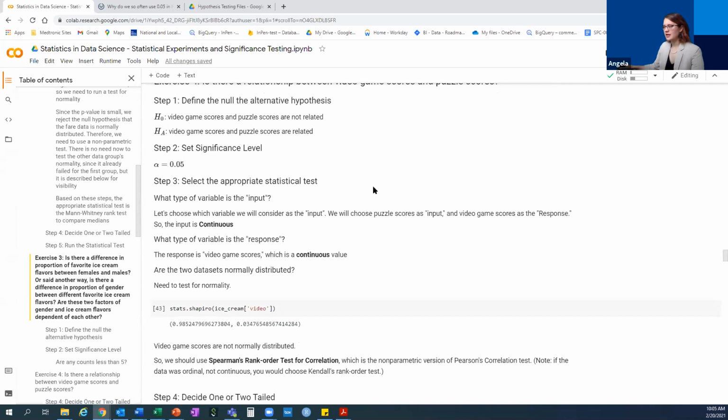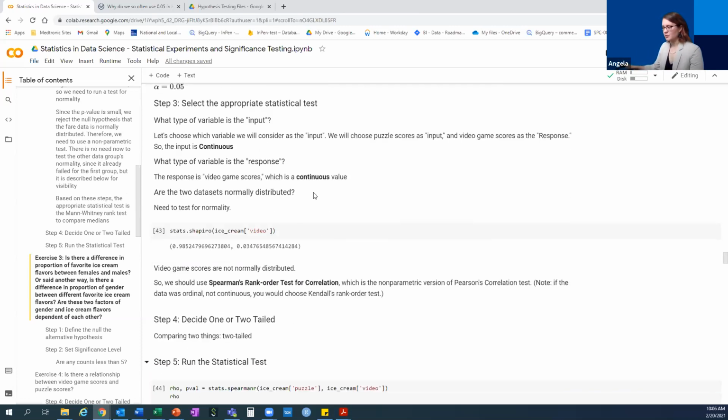0.05 significance level. And now let's select the statistical test. So we're dealing with two numbers, right? Both of our variables have numbers in them. So since they're both numbers, again, are we implying that one impacts the other in a particular direction, or is it just, is there a relationship between either? It's more just that, is there a relationship between either, not trying to say that one influences the other in a particular order. So it doesn't really matter which you choose as the input versus the response. But for the sake of setting up the test, we have to choose one. So we'll put puzzle scores as input and video game scores as the response. They're both continuous.